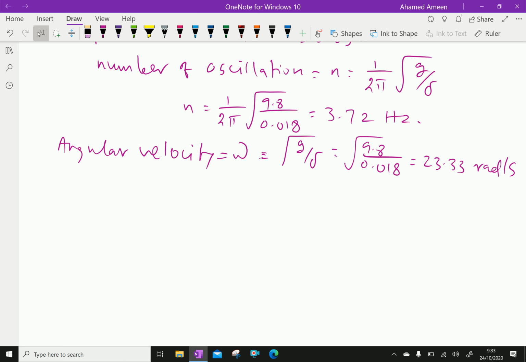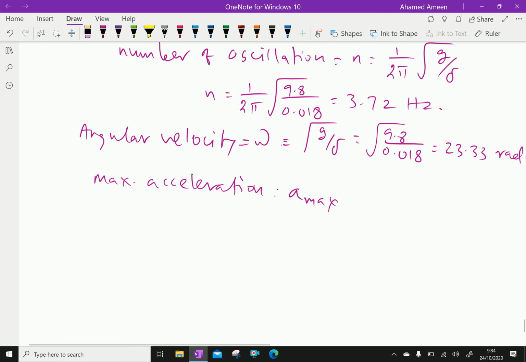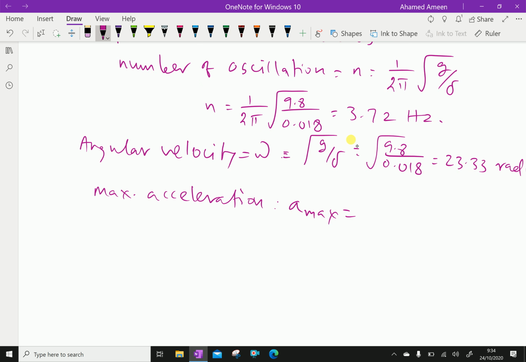Now maximum acceleration. Maximum acceleration of the body equal a max, which is equal omega square x equal 23.33 square into x is 0.03, which gives 16.33 meter per second square.